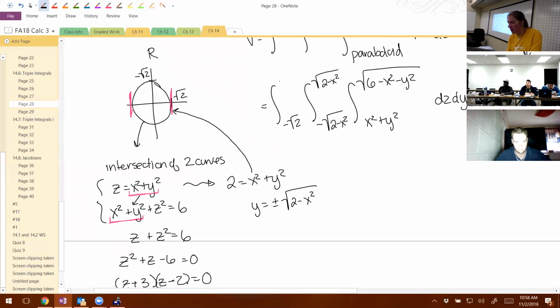You got the right idea. But the radius in this case is square root of 2. So negative square root of 2 to positive square root of 2. But you're right. It is radius to radius. That part is correct there.